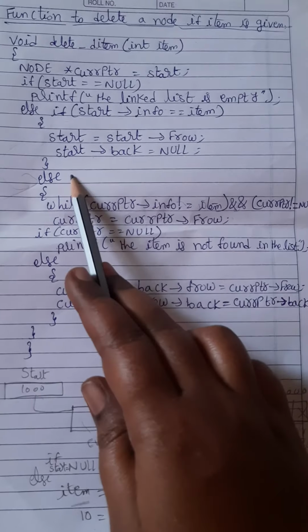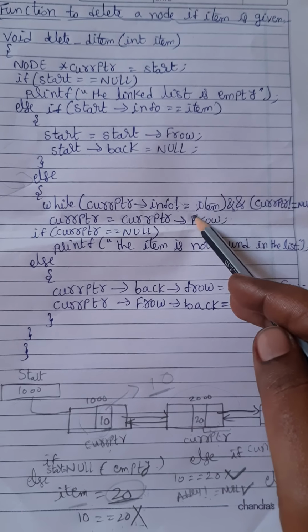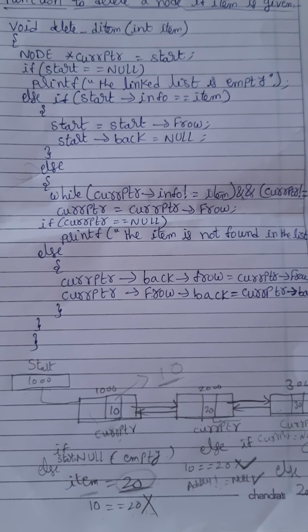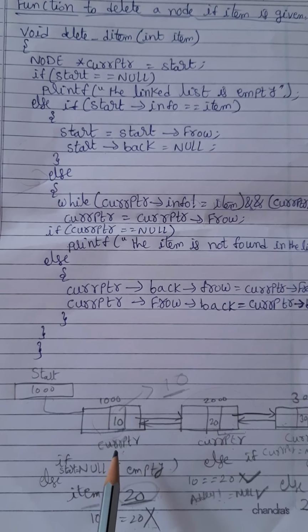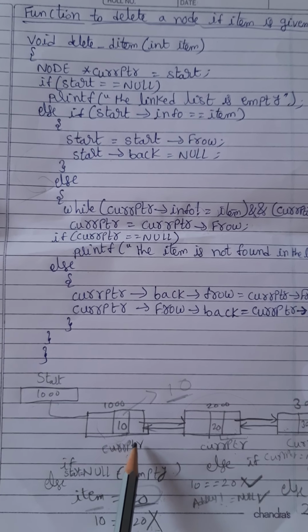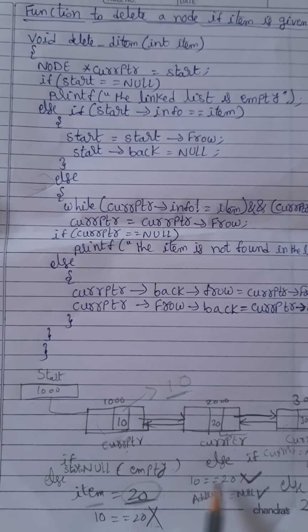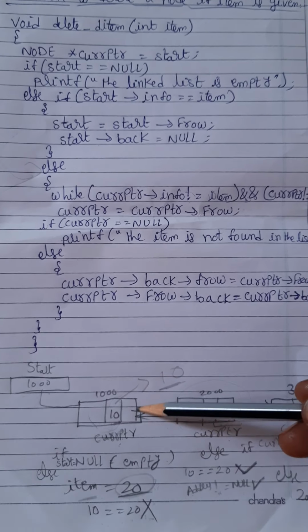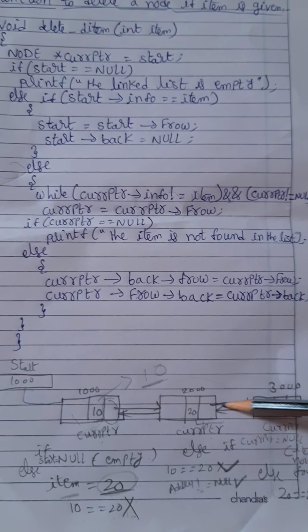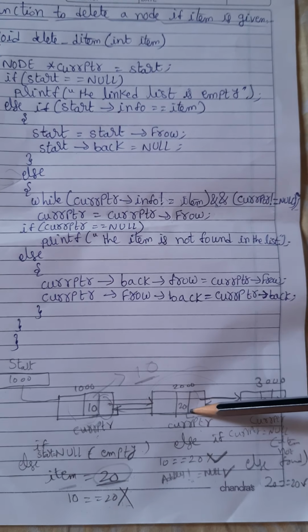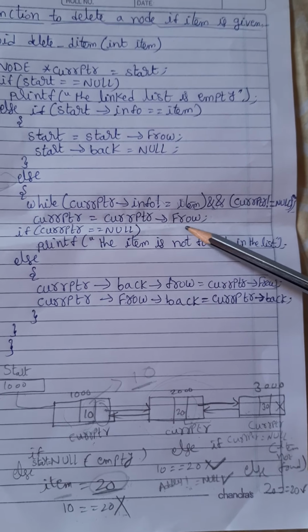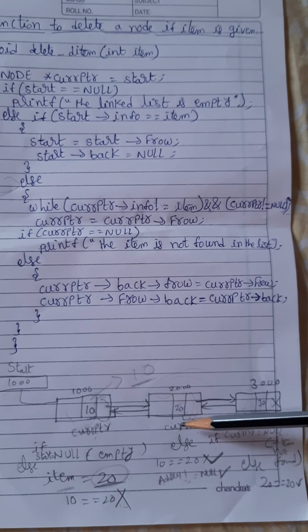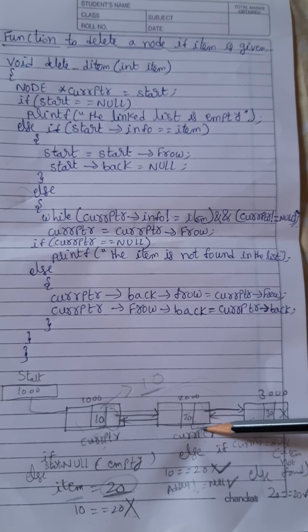Now here the else part: while the current pointer to info is not equal to item and current pointer is not equal to null. Here the current pointer to info is not equal to item and the current pointer is also not equal to null. Both the conditions are true. Then current pointer, the address is not equal to null. Here it contains the address, that means the fro part is there, so automatically it will move to the next node. Then current pointer to fro, this is 2000. It will move to the next node. And again, now this is the current pointer.